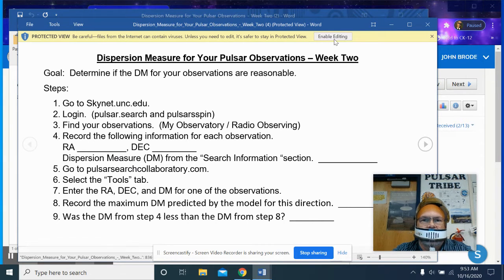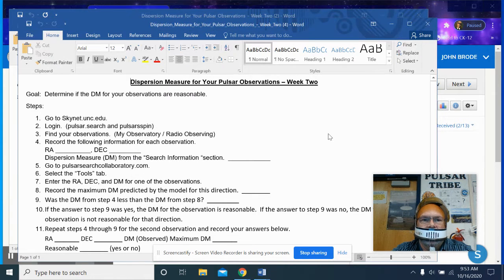And I don't know about the Chromebooks. You may be able to type on this Word document. You may not. If that's the case, just send me all the answers like you would send a bell ringer.